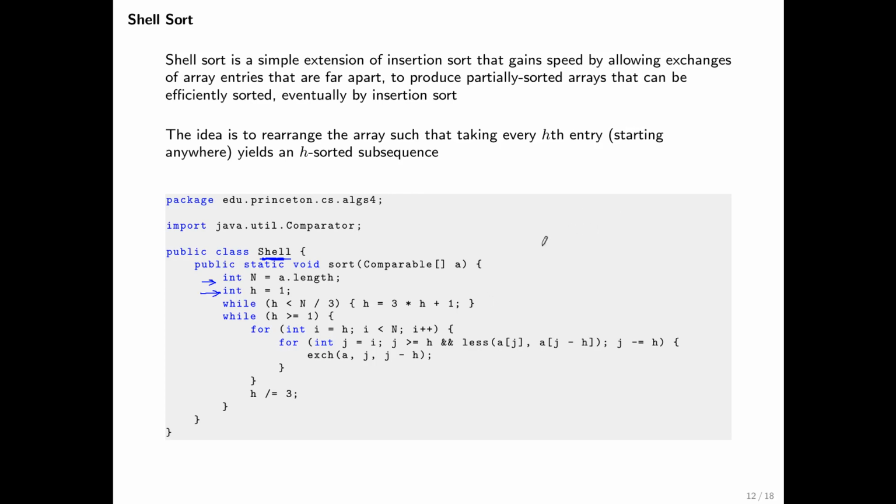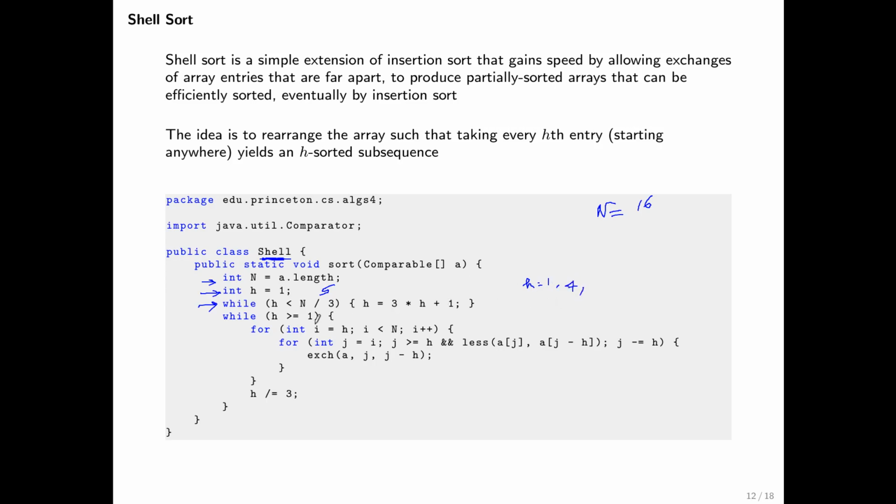Let me give you a concrete example. Let's say N was 16. What is the value of h for this value of N when this loop terminates? Well, h starts at 1. N over 3, with integer division, is 5, because N was 16. Is 1 less than 5? It is. So the new value for h is 3 times h plus 1, which is now 4.